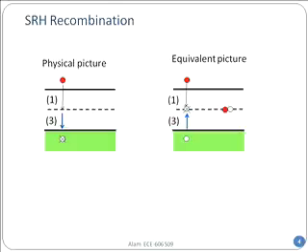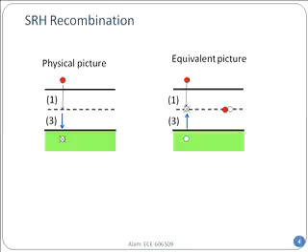Look at the right-hand side, where I have drawn process 3. Process 1 is exactly the same, but I have drawn process 3 in a slightly different way. Instead of the electron coming down from the trap to the hole in the valence band, we'll think of it as if a hole has jumped up.